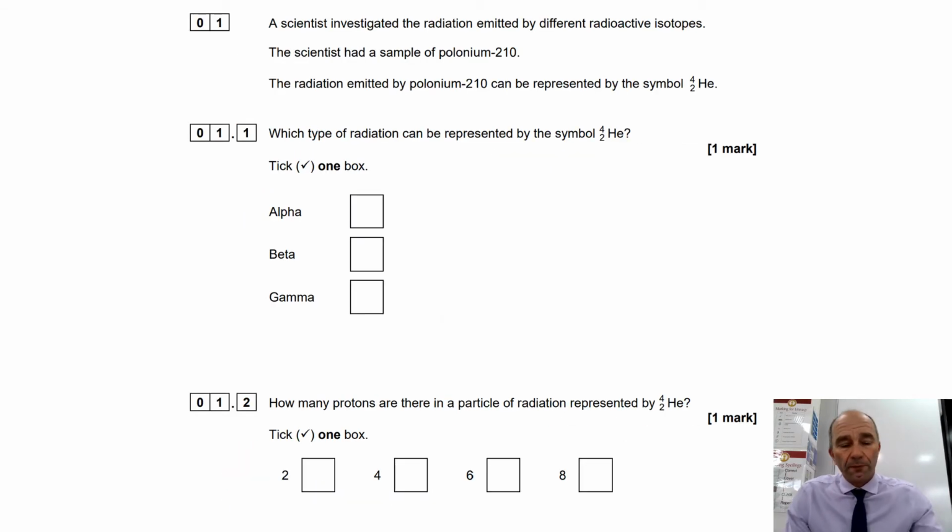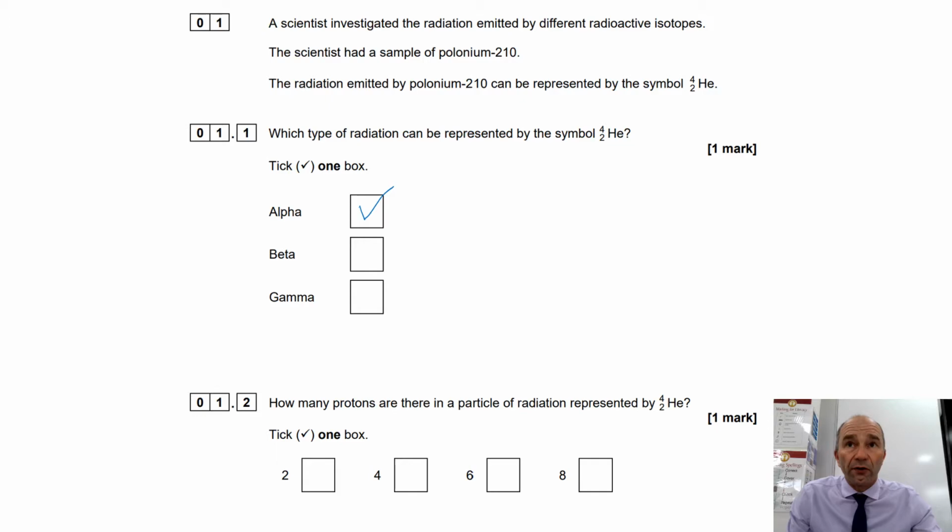If we look at question 1, we've got a scientist investigating the radiation emitted by different radioactive isotopes. We're starting off with polonium-210, and it's saying the radiation emitted by it can be represented by the symbol He with the 4 and the 2. What type of radiation can be represented by that? Now, there is only one option, and that of course is alpha.